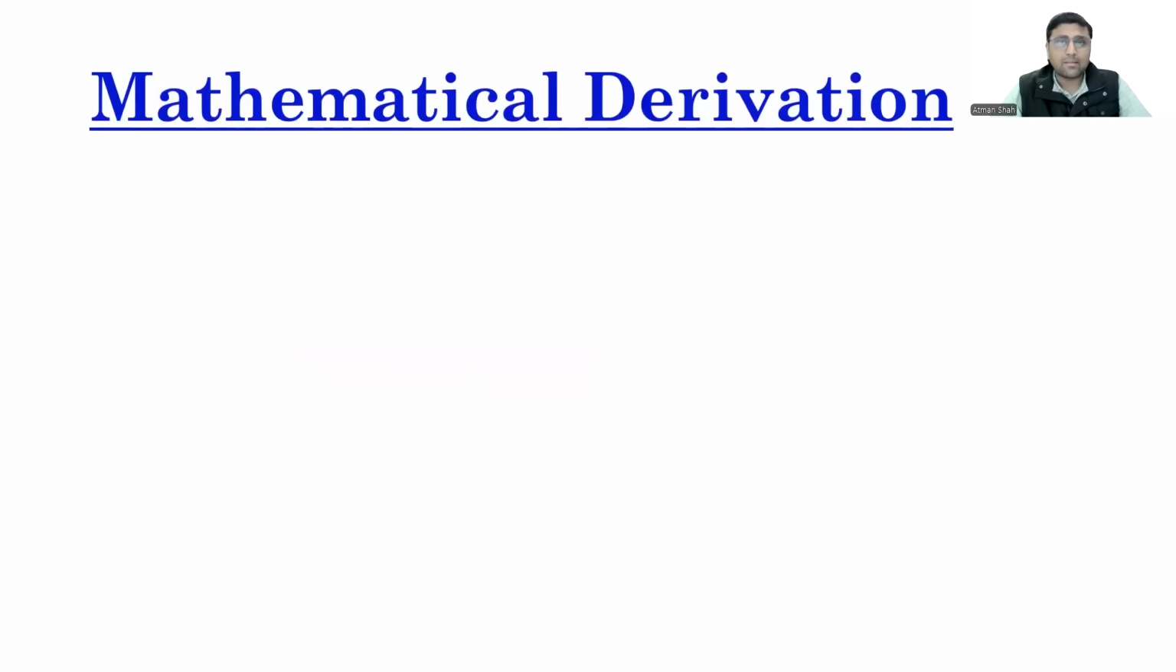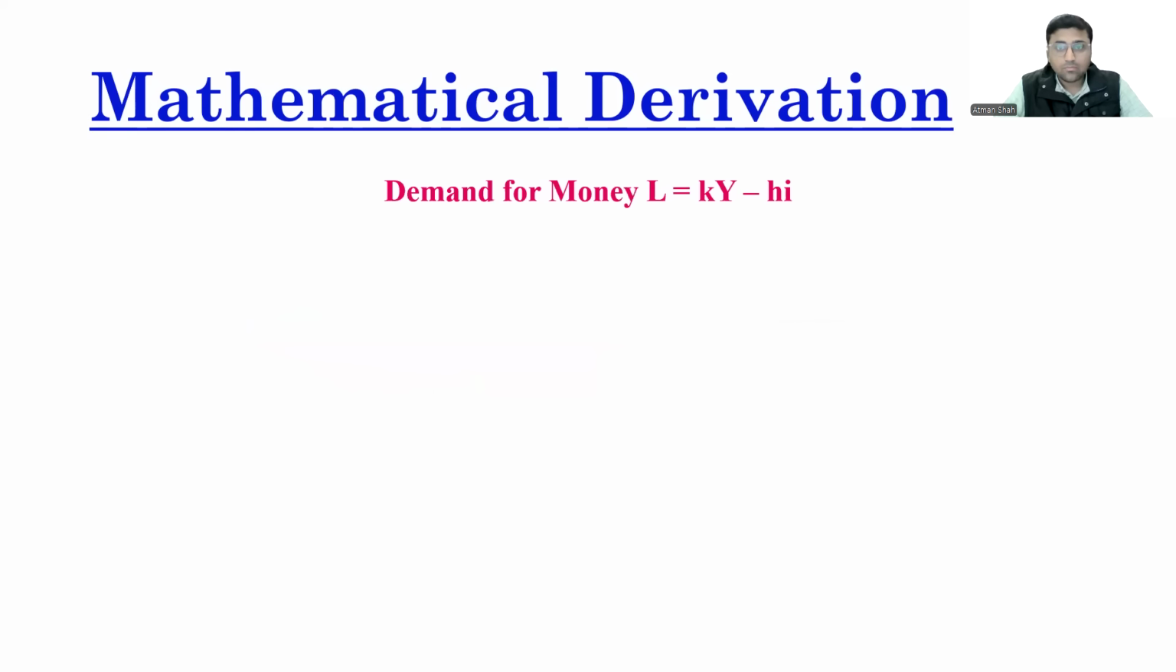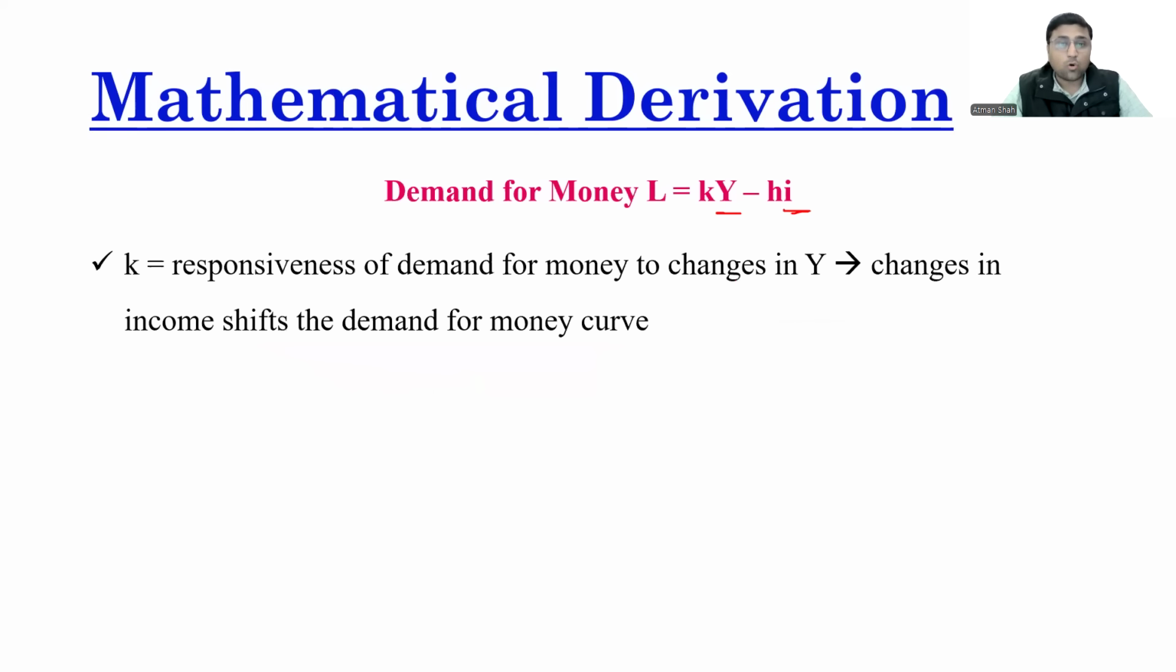Now let's understand the mathematical derivation. Now we know that demand for money depends on two things, level of income, that is Y, and rate of interest. So L, that is demand for money, is equal to KY minus HI. So what is K? K is the responsiveness of demand for money to changes in Y. And here, changes in income shifts the demand for money curve, either upward or downward.